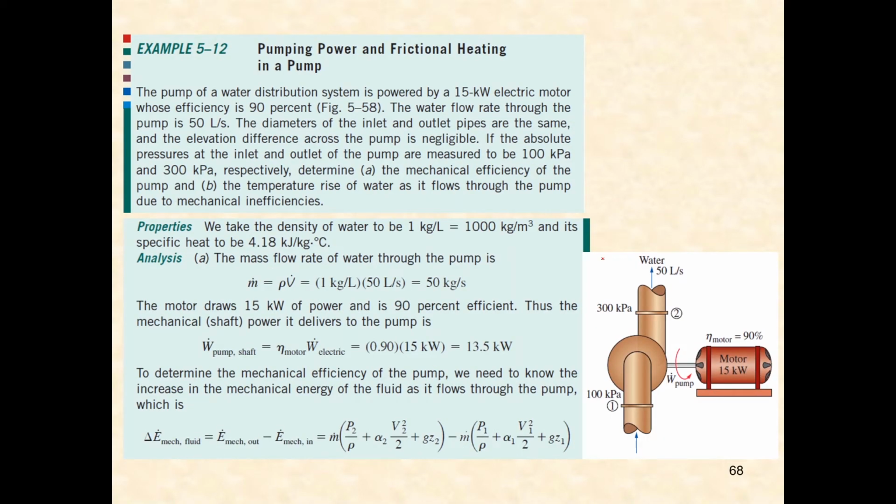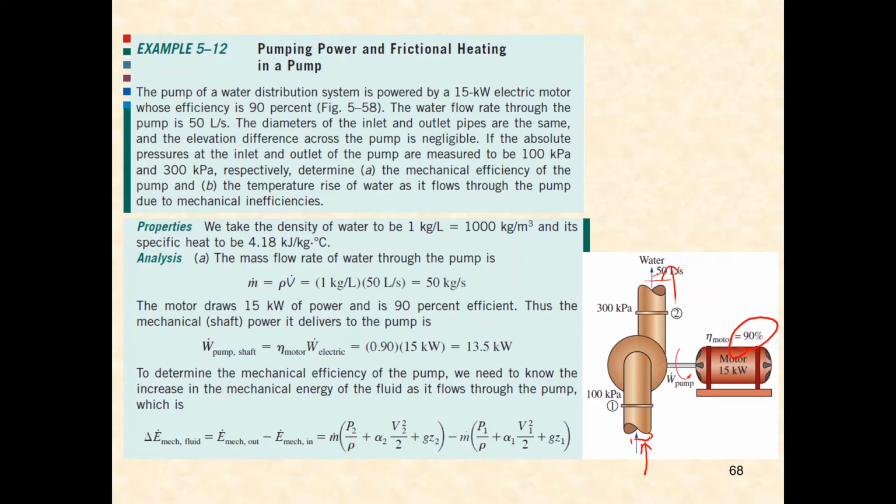Okay, in this example, we have a pump which is pumping water from a lower region to a higher place, powered by a 15 kilowatt electric motor. The power of this motor is 15 kilowatt, but the efficiency is only 90%. The water flow rate through the pump is 50 liters per second, and the diameters of the inlet and outlet pipes are the same, so the diameter and the area are the same. Plus, the elevation difference across the pump is negligible, so the difference in height is not really significant.